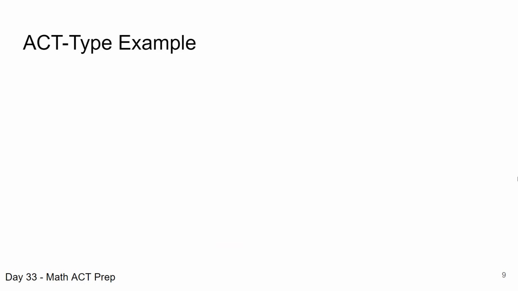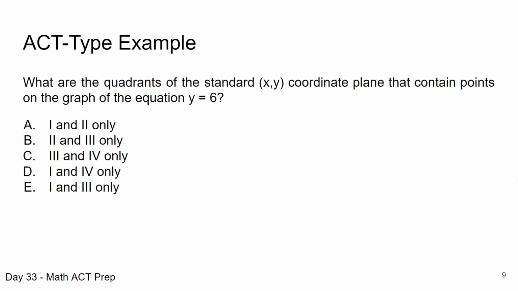Let's look at an ACT type example of something we may see in this area. Pause the video here and we'll come back and work this together. The question says, what are the quadrants of the standard XY coordinate plane that contain points on the graph of the equation y equals 6?